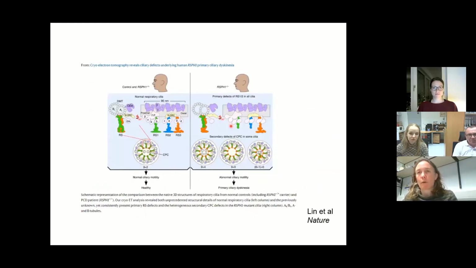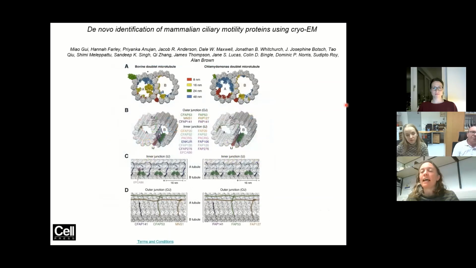And this is just a model here, so you see all these secondary changes by standard electron microscopy, but this is the actual defect that is causing PCD.